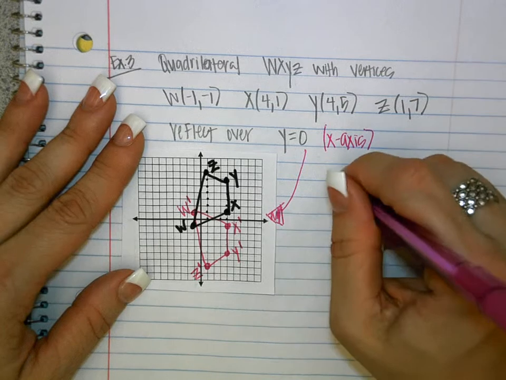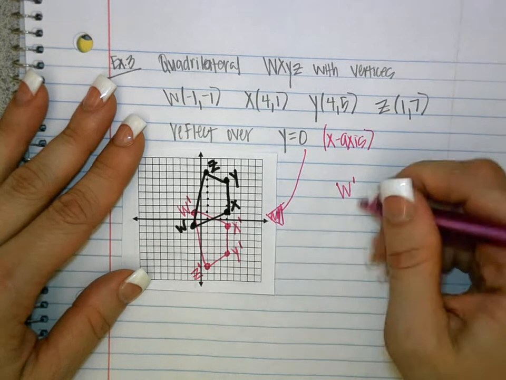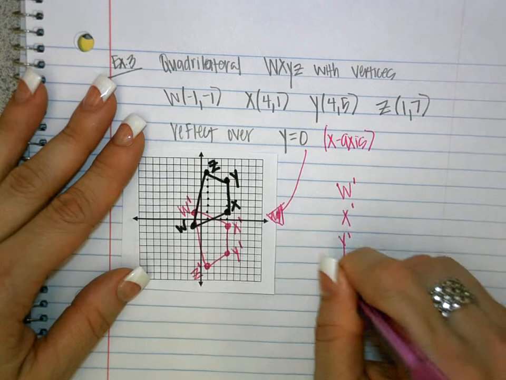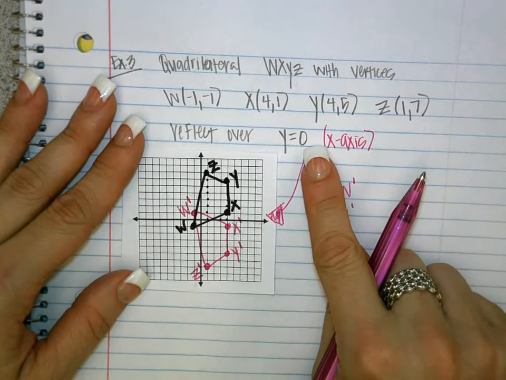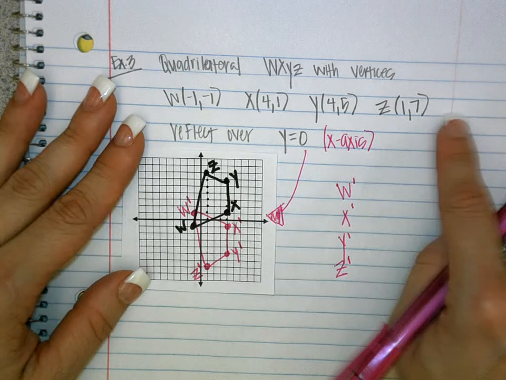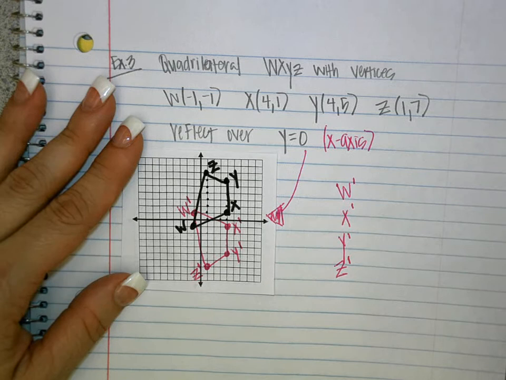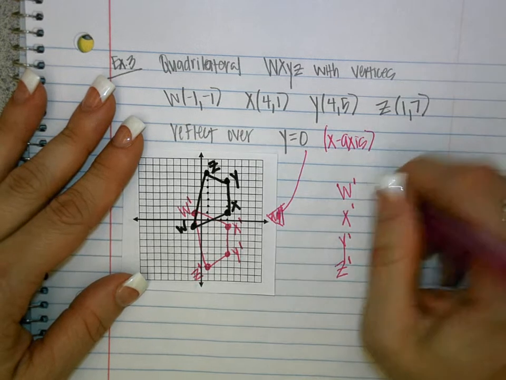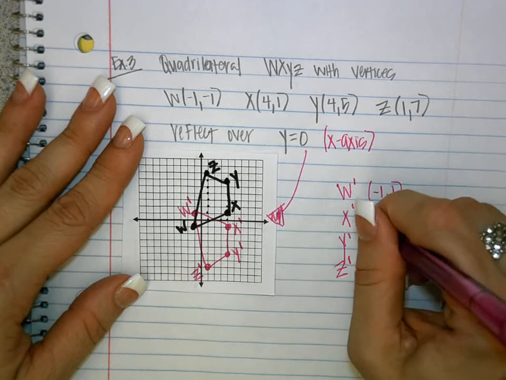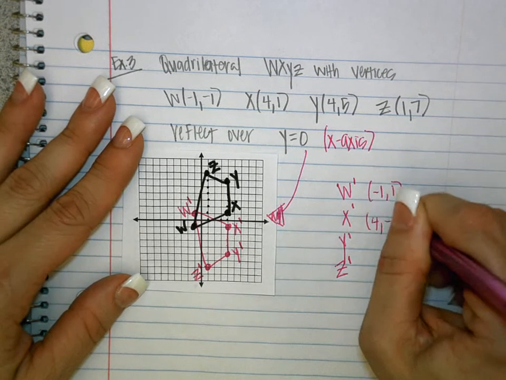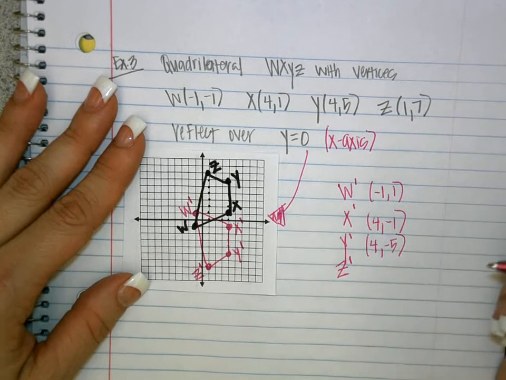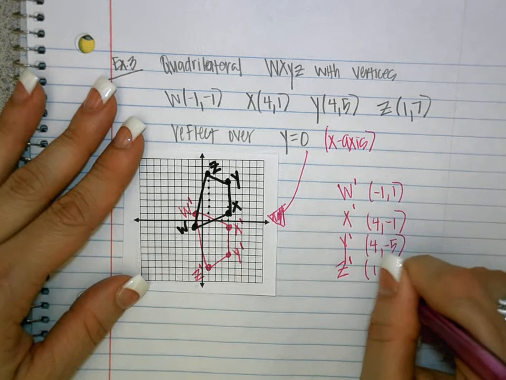If you're labeling your points, I want you to write the coordinates for all your primes. If I reflect over y equals 0, which is the x-axis, what's changing in my points? The x part or the y part? The y part is changing. So W is at -1, +1 now. X should be at 4, -1. Y is at 4, -5. And Z is at 1, -7.